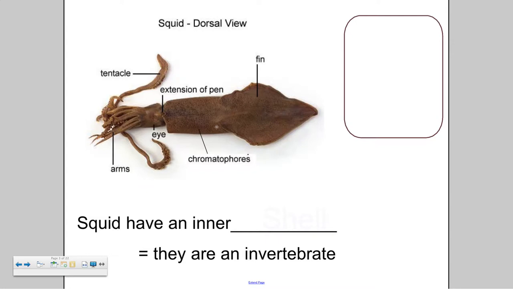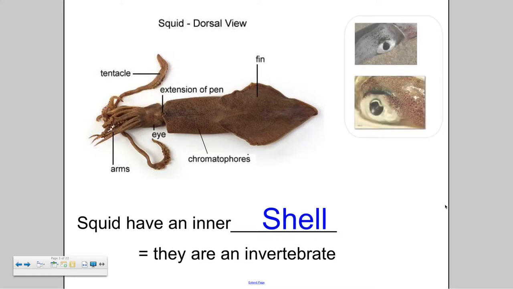Then they have these things called chromatophores. Now, chromat means color. So what do you think the chromatophores are for? Joelle? Help them change colors. All these little things will help them change colors in the water. So squid have inner what? Shells, good. Which means they are invertebrate.